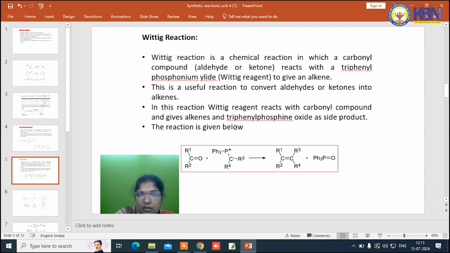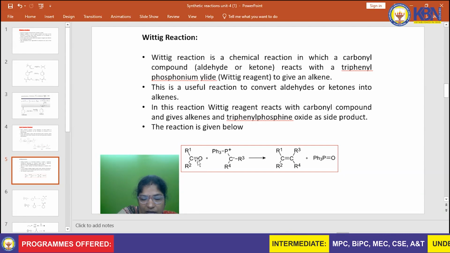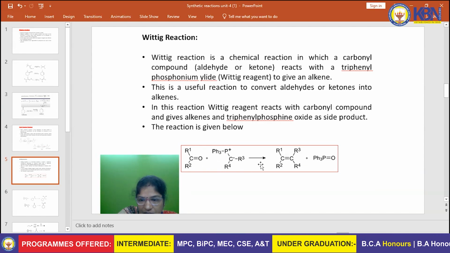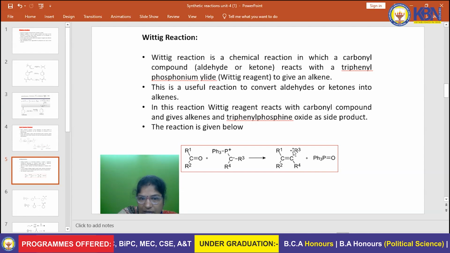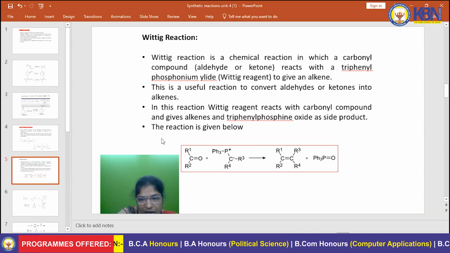Next up, the Wittig reaction. It is also a well-known synthetic organic reaction. It is used to prepare carbon-carbon double bonds, that is, simple alkenes. The Wittig reaction is a chemical reaction in which carbonyl compounds, the aldehydes or ketones, on treatment with phosphorus ylides are converted to simple alkenes. This is a useful reaction to convert aldehydes and ketones to simple alkenes.